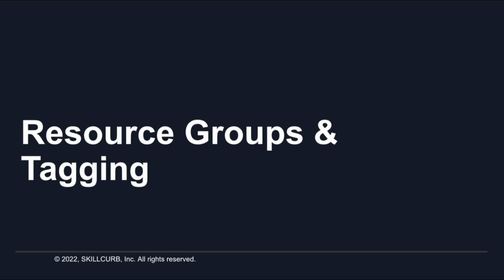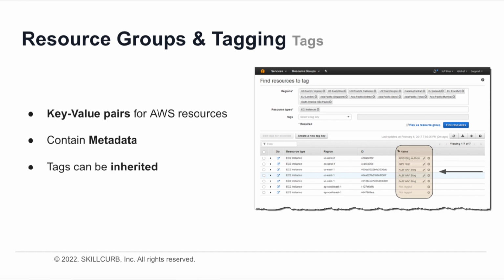Resource groups and tagging. So what are tags? Tags are just key value pairs that we associate to AWS resources. These tags contain metadata, which is just data about data. Tags can be inherited sometimes if we tag certain resources with existing tags. Tags may contain specific information given the resource that is being tagged. For example, an EC2 instance tag will hold the public and the private IP addresses of the EC2 instance. An RDS instance will have the database engine information inside its tag, and an ELB instance tag will contain the port configurations of the ELB.